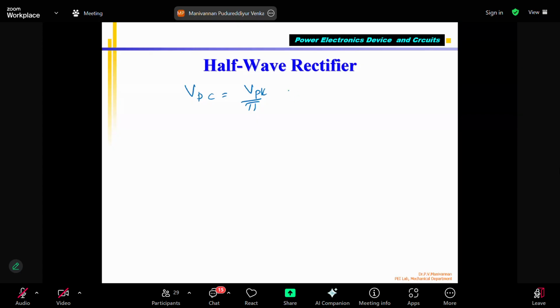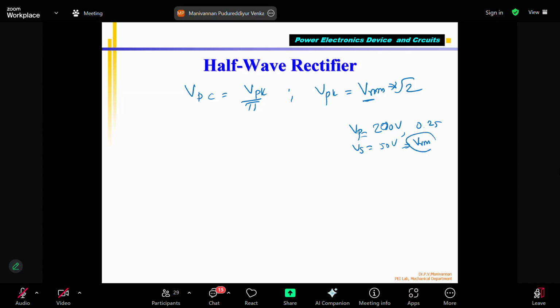We can say VPK. What is VPK? VPK equal to VRMS multiplied by √2. Already we know that. So from this, we can find it if we know the VRMS. For example, what is our VRMS now? We gave 220 volts in the primary. It was stepped down by 0.25 times. So this is my VP, primary voltage. VS was 220, we can say a round number, 200. So this is going to be 50 volts. Correct? 200 into 0.25 is 50 volts. VS.